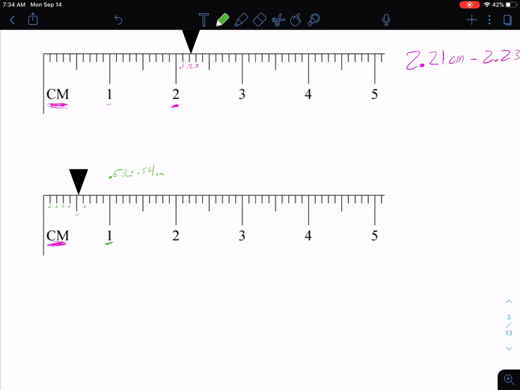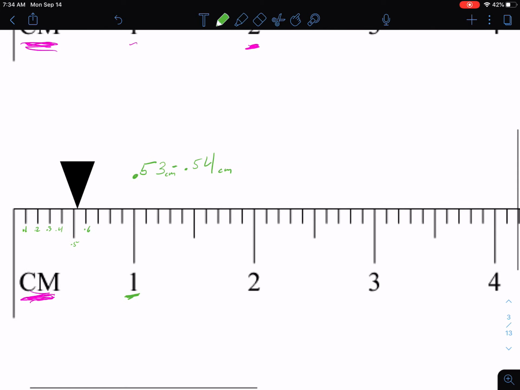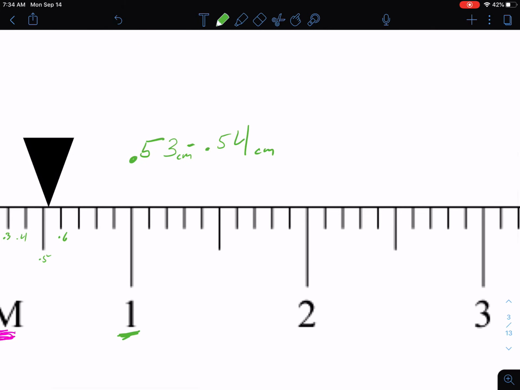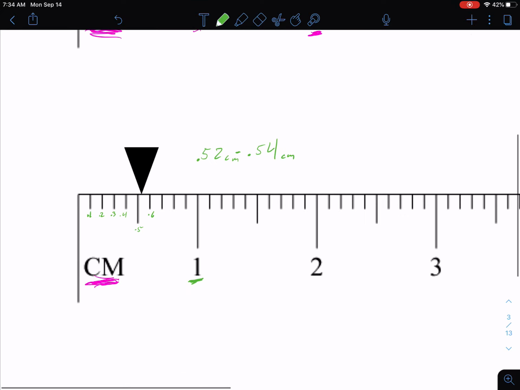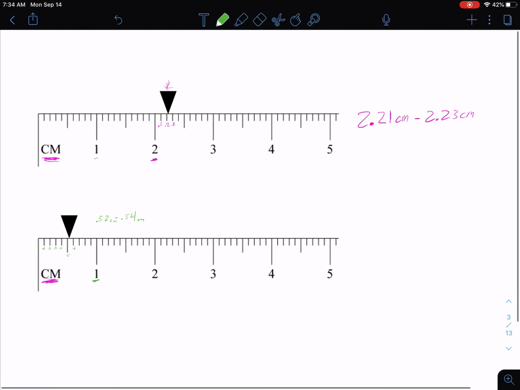When we're zoomed in, it's easier. When we're zoomed out, it's a little harder. But I'm going to go with anywhere between 0.53 and 0.54 here. I would accept anywhere from 0.52 centimeters to 0.54 centimeters. I would give you a 0.52 there. So that's about how we're going to be reading the metric rulers and the meter sticks.